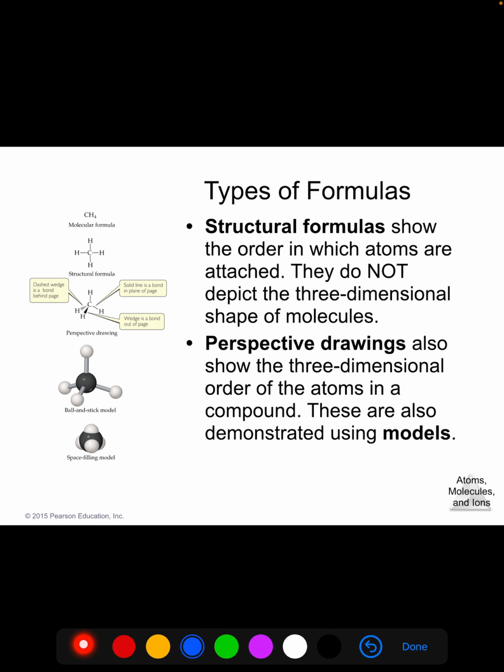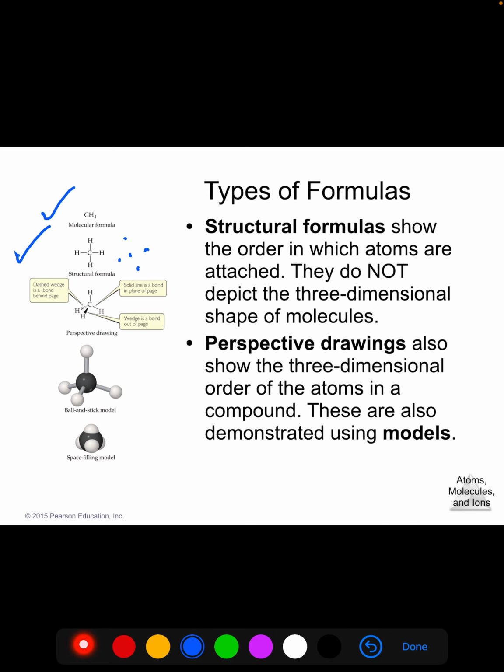So let's talk about different formulas. A chemical formula, a molecular formula, tells you the number and type of each atom present, but it doesn't tell you how they're attached. For example, CH4 is the formula for methane. There is something called a structural formula which tells you how they're attached: a carbon in the middle with 4 hydrogens attached to it, surrounding it.